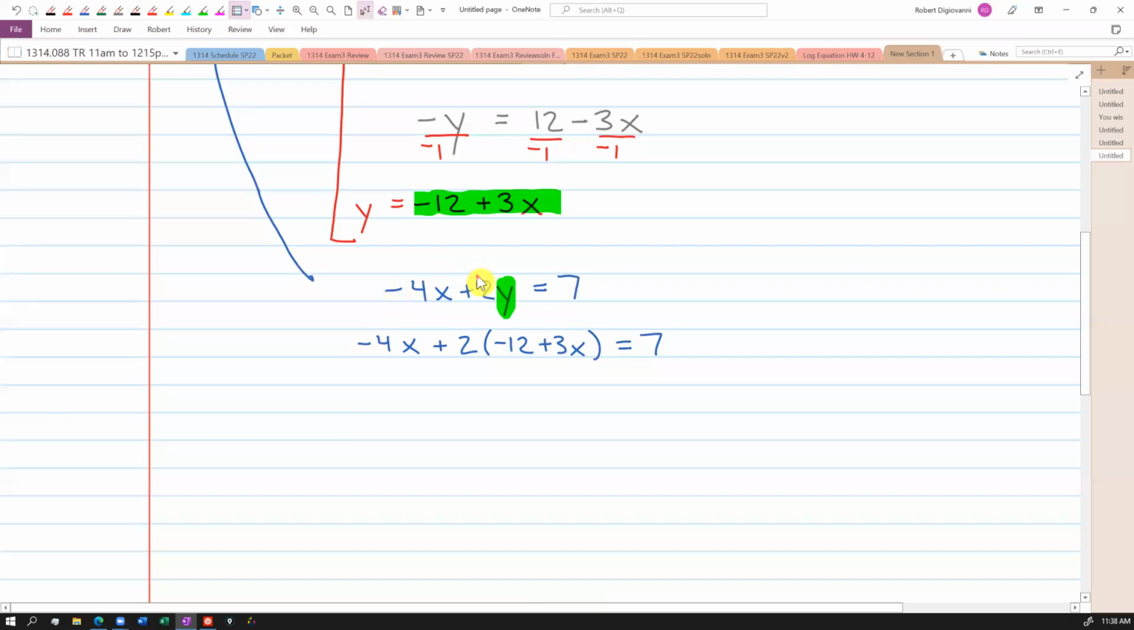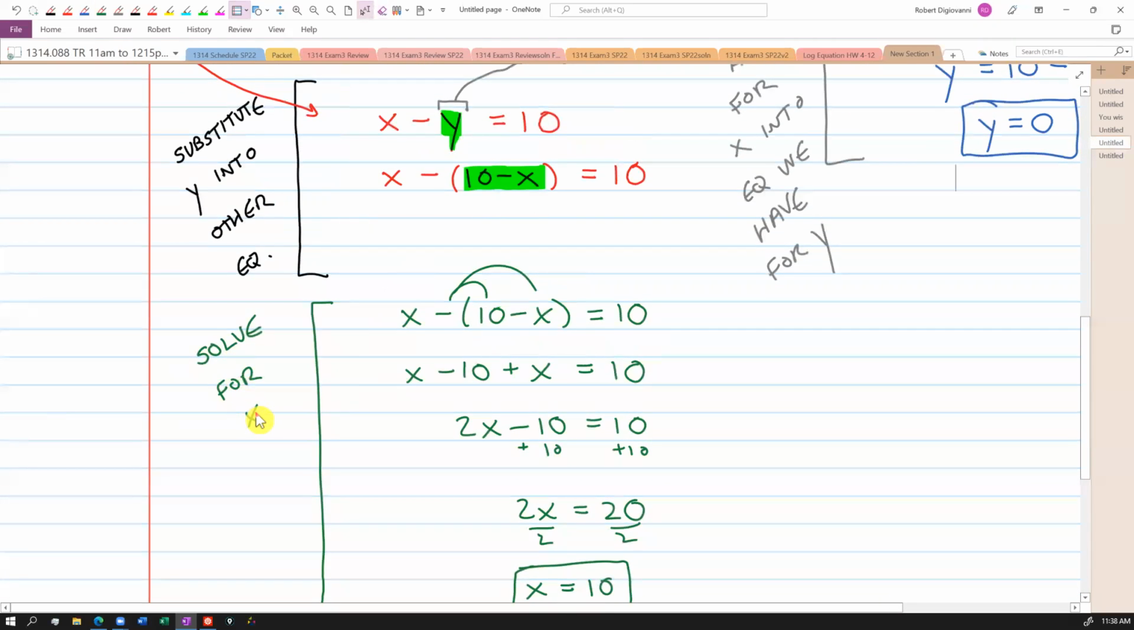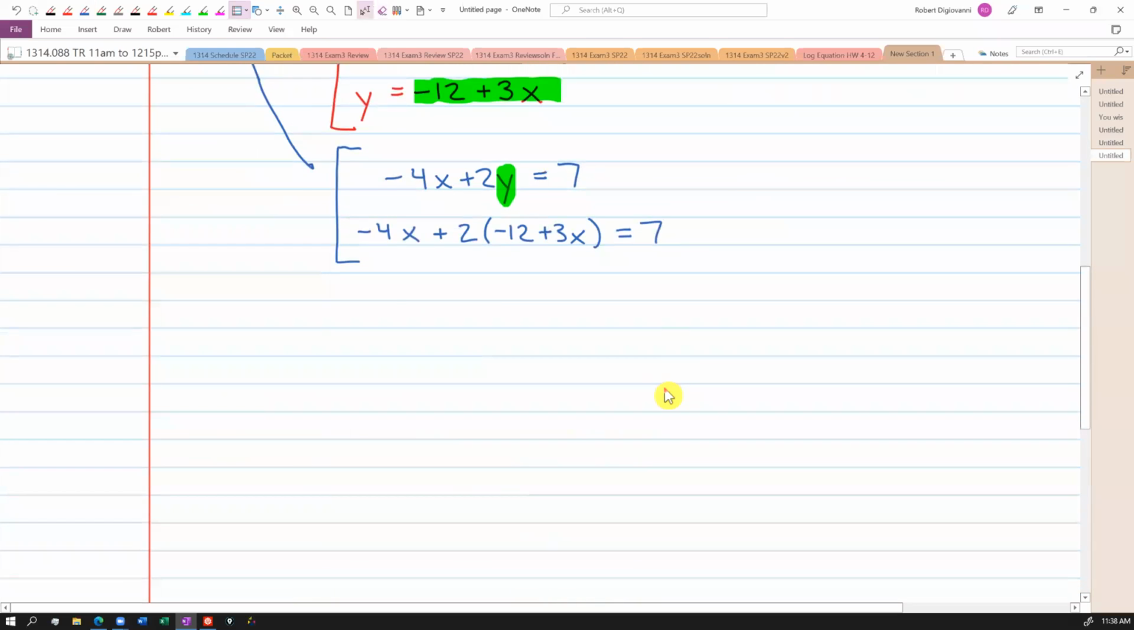Wait, hold on. I think this is my second step, right? That's my second step. We've completed that. We've plugged it in, right? Now, the next step would be solve that equation for x. Okay, so we're going to take where we are, we're going to solve it for x. So my next step is to take this equation, solve for x.